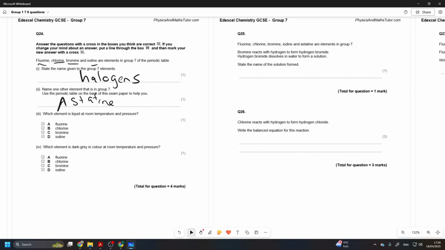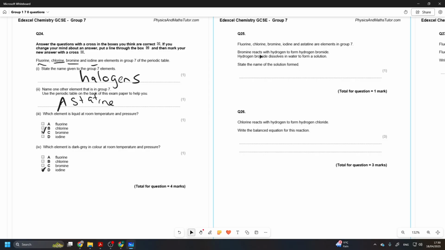Right, which element is a liquid at room temperature and pressure? Now, we weren't allowed to do the chlorine thing because my fume cupboard was broken, but if we did it, you would have seen that bromine is a liquid at room temperature and pressure. Which element is dark grey in colour at room temperature and pressure? That would be iodine.